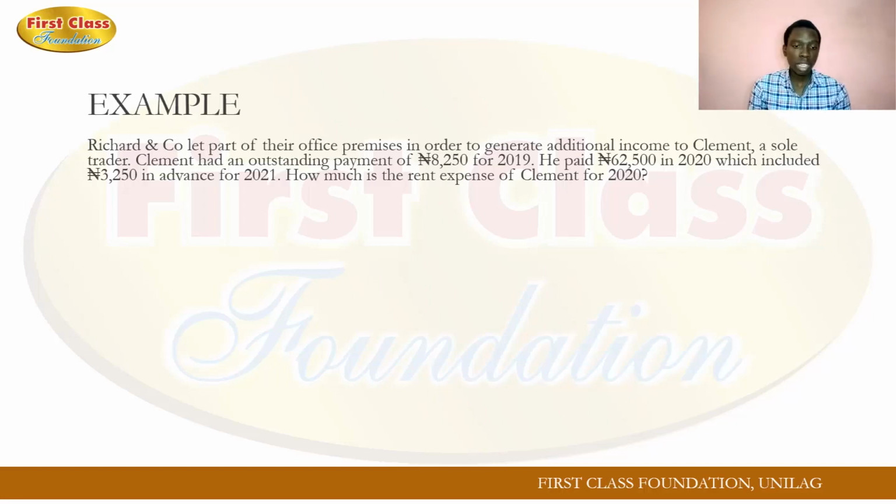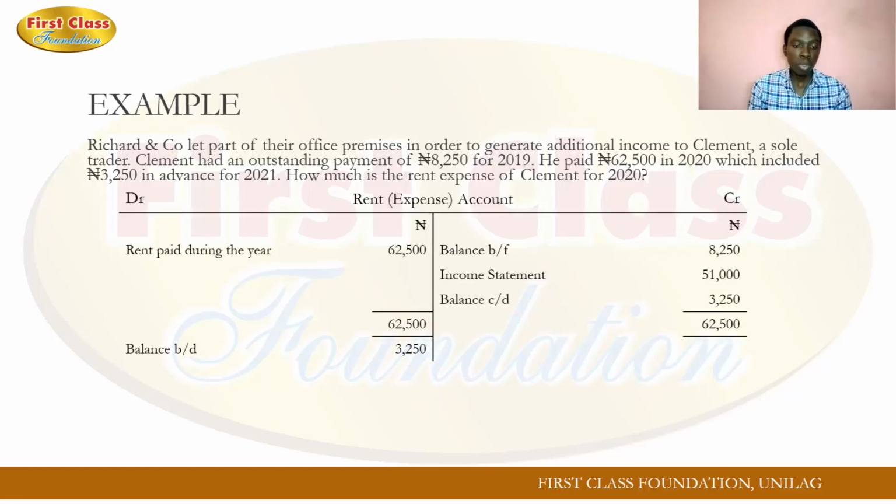Now this is the rent expense account. Now the opening balance is going to be credited. Why? Because it is an accrued expense. Accrued expense, we said, is a current liability, so that's why we are crediting it 8,250, because we are told it's an outstanding payment for 2019. We are calculating the rent expense for 2020, so the outstanding payment for 2019 is not part of the expense for this period. It's the opening balance, that's 8,250.